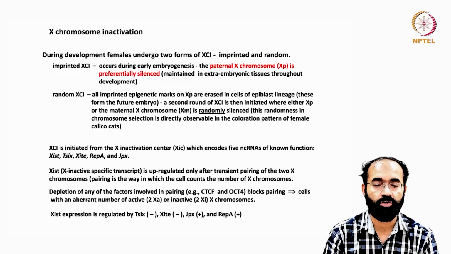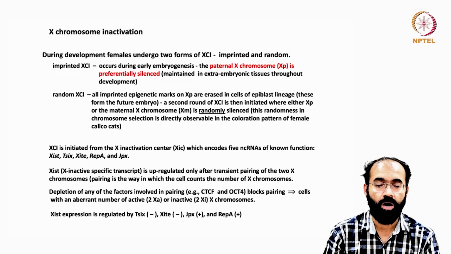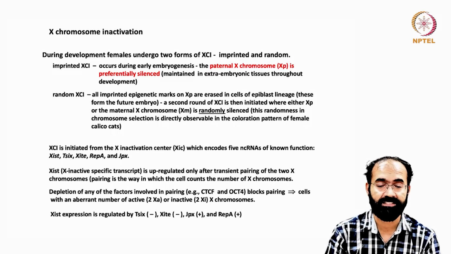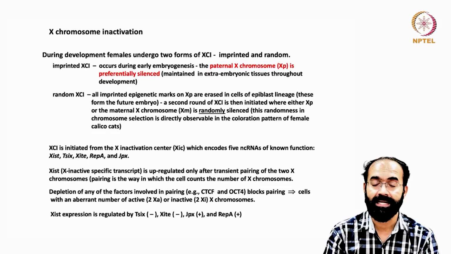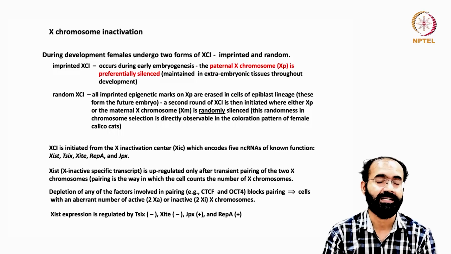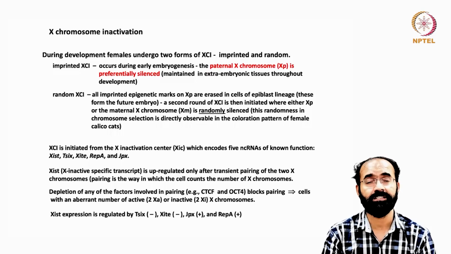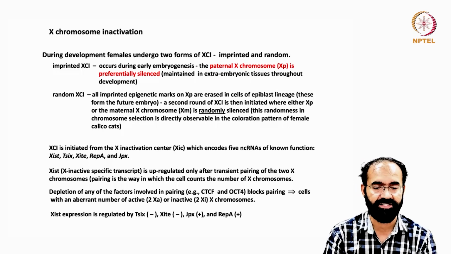That means the paternal X marks are erased in cells of the epiblast lineage, and these form the future embryo epiblast cells. A second round of X chromosome inactivation is then initiated, where either XP or the maternal X chromosome, referred to as XM, is randomly silenced. No bias is given to any of them. This randomness in chromosome selection is directly observable in the coloration pattern of female calico cats, which we have seen already. We cannot say that black color is more or yellow color is more, or that black is in a particular shape or yellow is in a particular shape. So it is absolute randomness. No design pattern will be followed. So it can be random patches, as you can see.